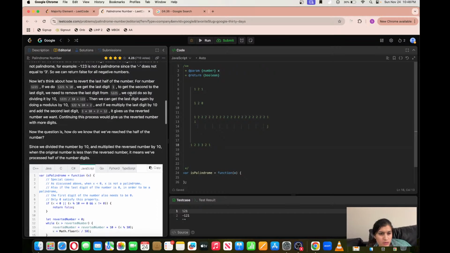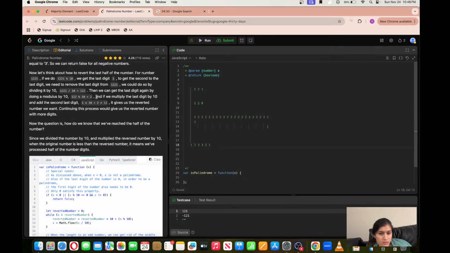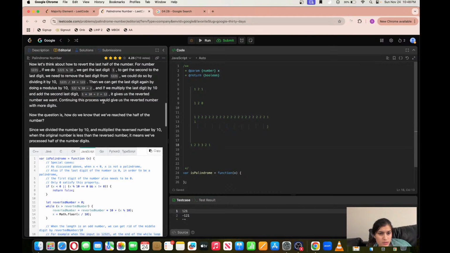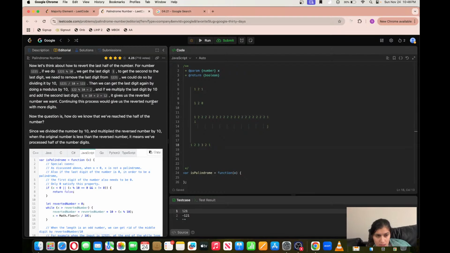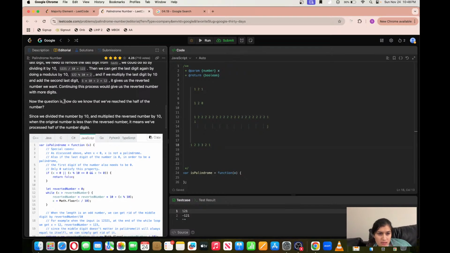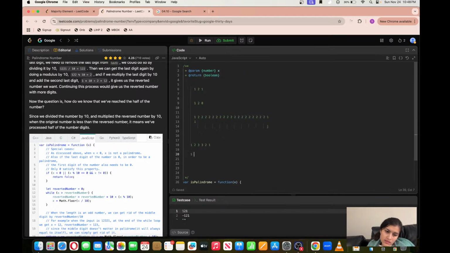So obviously, if we do 1 2 2 1 percent 10, we get the last digit. If we multiply the last digit by 10, it gives us the reversed number we want. Continuing this process would give us the reversed number with more digits. Now the question is, that was what my question was. We can do that, but if I do percent 10, then it will give me 1, then 2, then 2, then 1. But how will I know when I've reached the half number, right?